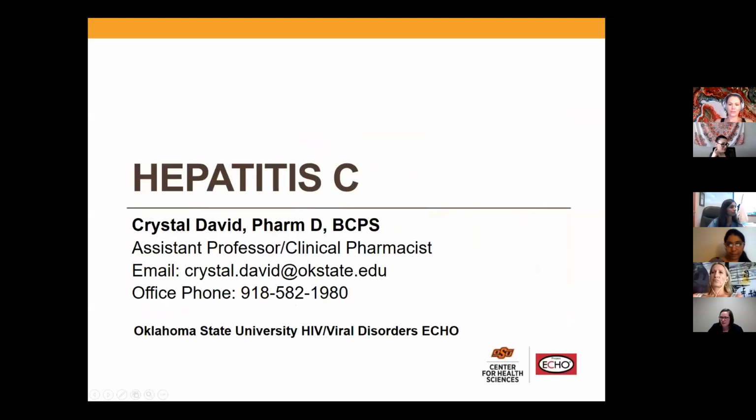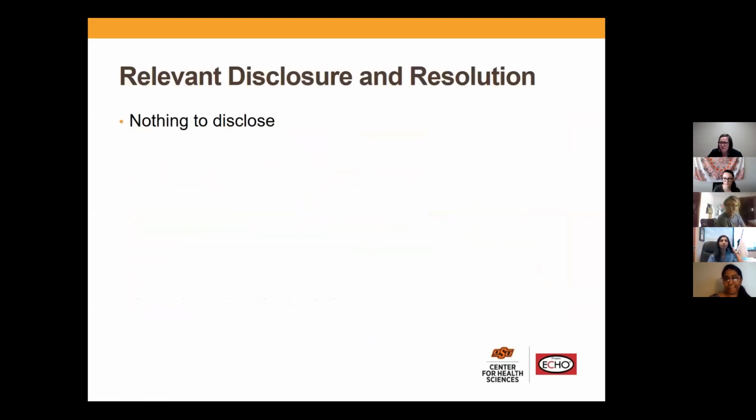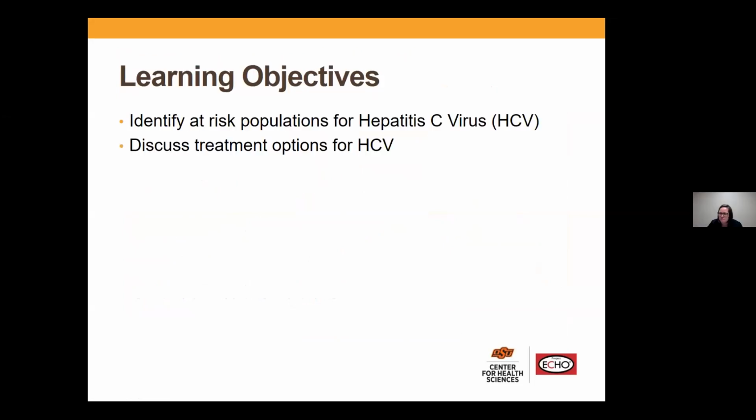We're going to talk about hepatitis C, and this is part one. It's really just an introduction to hepatitis C, so it's a little bit of information about the whole broad spectrum of hepatitis C. I have nothing to disclose, and we're not going to talk about any off-label therapies. Today, the main objectives are going to be to identify at-risk populations and discuss treatment options for hepatitis C.